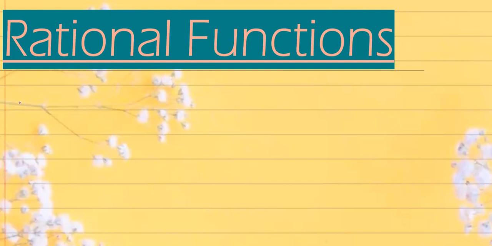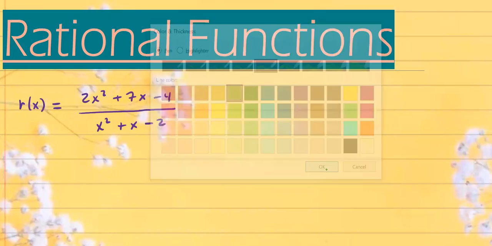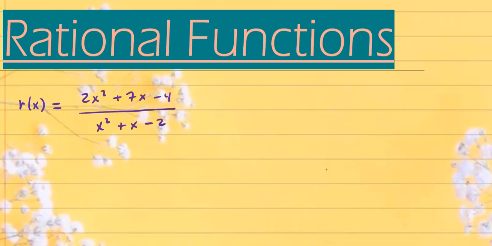So take a look at this function we have. Say we have some rational function r of x, which is equal to 2x squared plus 7x minus 4 all over x squared plus x minus 2. So here's a rational function where you have a polynomial over a polynomial. Now, first thing you want to decide is what's the domain of this function? To figure out the domain, of course, we're going to take the denominator, set it to 0, and those are the x values we're going to remove from the domain because that's when the denominator is 0. So let's figure out the domain of this function.